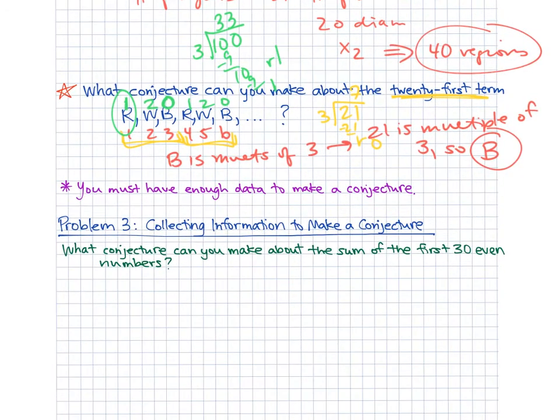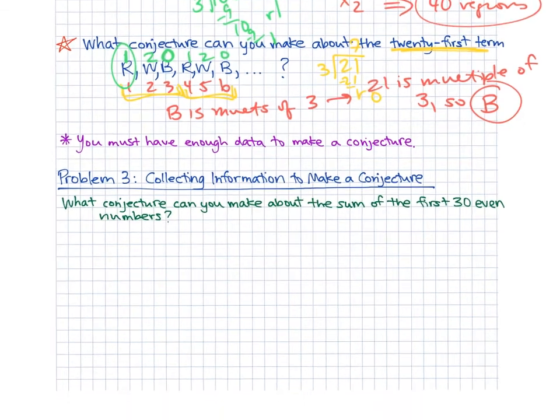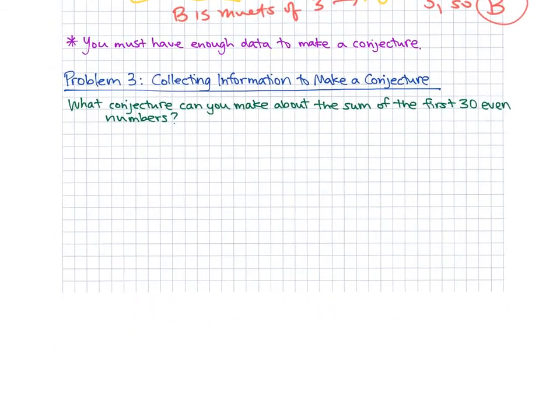Okay, and then just a little note here. You must have enough data to make a conjecture. If we just had RW, you wouldn't know about the B. Or if I stopped here with RWB, you don't know if there's another color. So this is just showing you that the pattern is going to keep repeating. So you do need to have enough data to make a conjecture. So we're going to move on to a little bit more difficult ones.